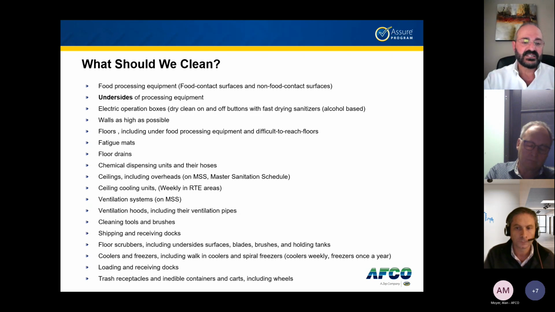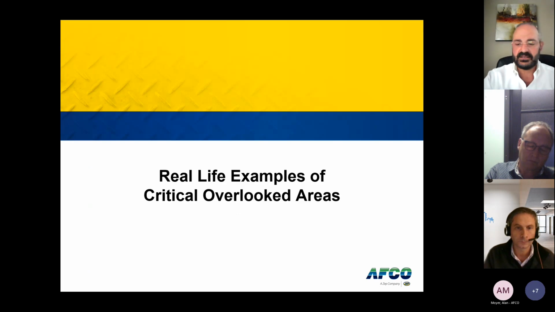Loading and receiving duct, we said that. I don't know why I mentioned it twice. Trash receptacles and inedible containers and carts, including the wheels. All those have to be cleaned.